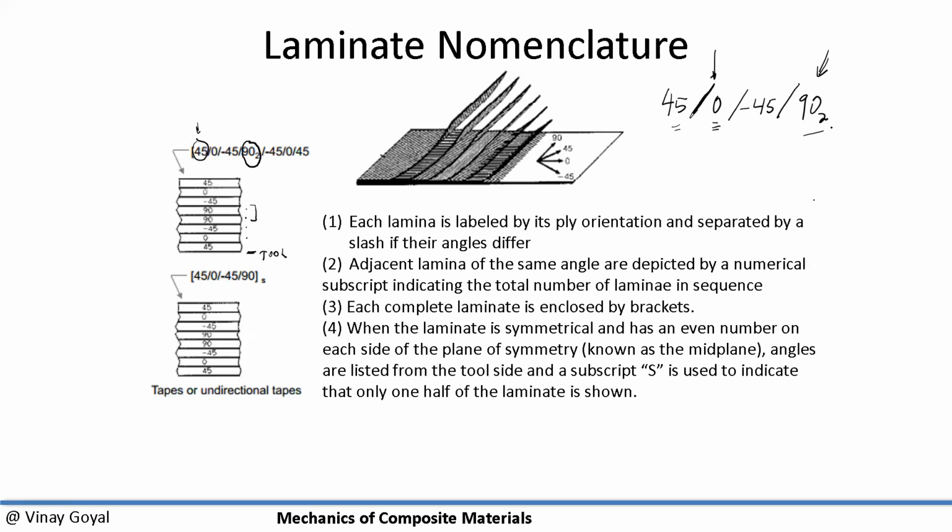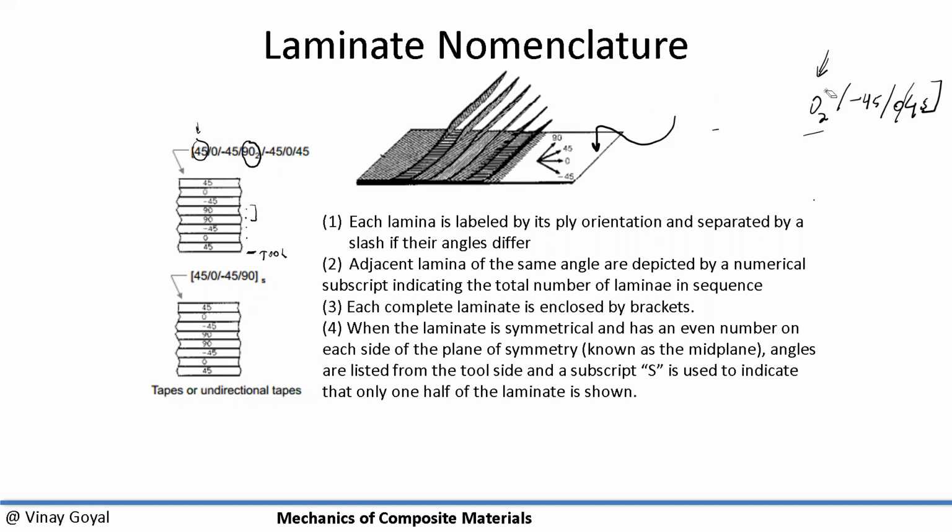Another thing I want you to notice here is one more time, just want to make sure this one goes against the tooling surface first. That's a convention used. Adjacent laminae of the same ply angle are depicted by a numerical subscript. Each complete laminate is enclosed by a bracket. So if I'm done saying what the ply angles are, I'll just close it. And that means I'm done.